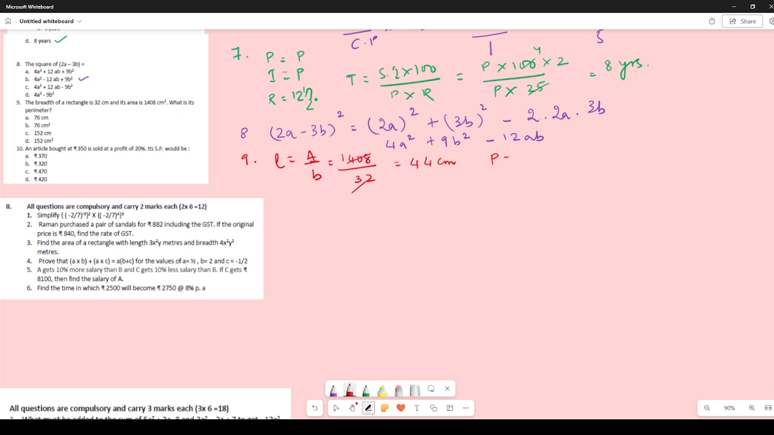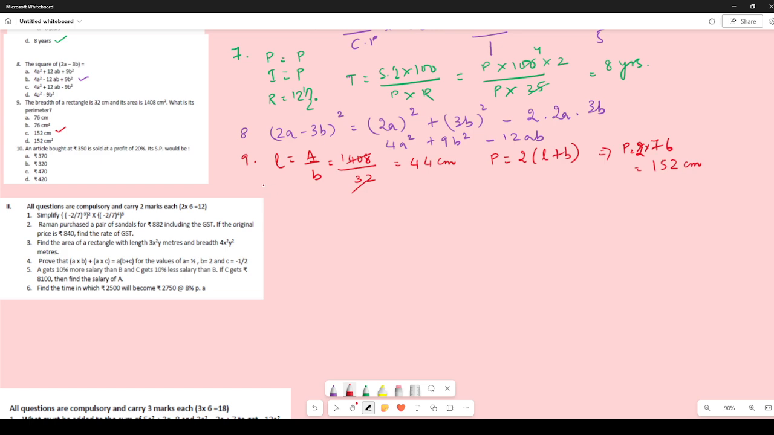So when you look at the perimeter, it is twice length plus breadth. So length is 44, breadth is 32. So you get P is equal to 2 into 76, that makes it 152 centimeters. Now remember, it will be centimeters, not centimeter square, because this is perimeter, not area. In area, the unit will be in square centimeters, but in perimeter, the unit will be in centimeters.